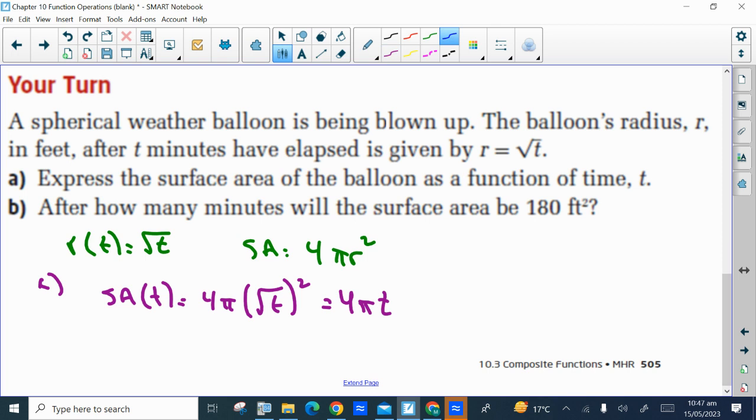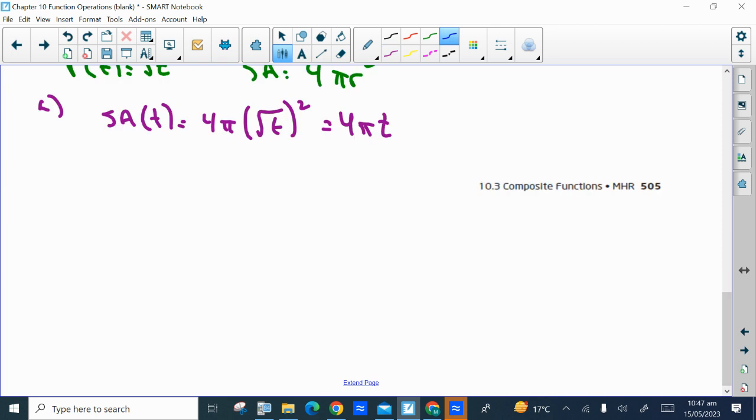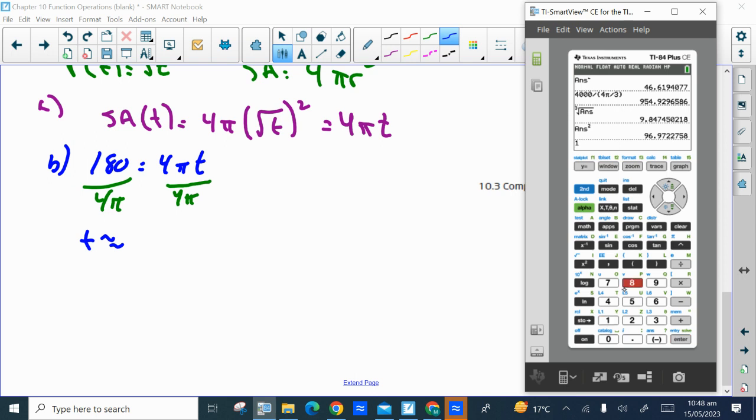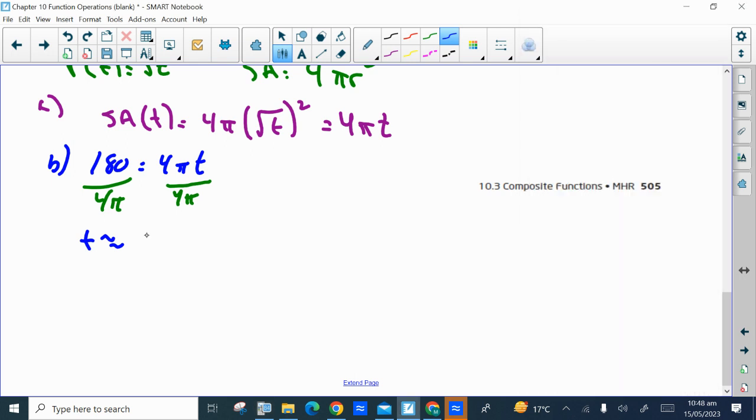Part B wants to know after how many minutes will their surface area be 180 square feet. So 180 will equal 4 pi t. And in this case, we'll just divide both sides by 4 pi. And again, we want to put that 4 pi in brackets. So approximately 14.32 minutes.